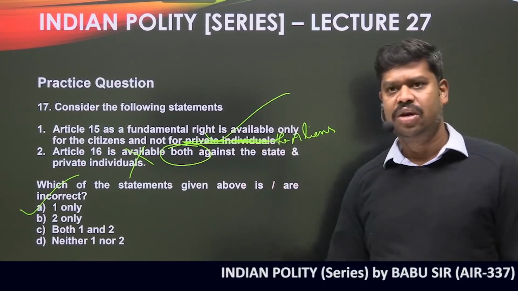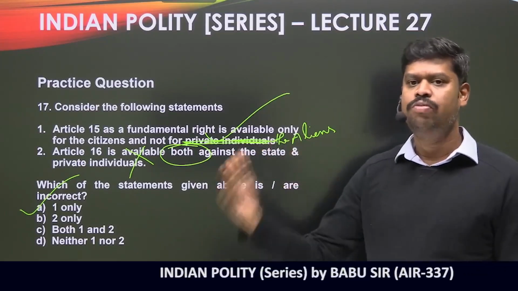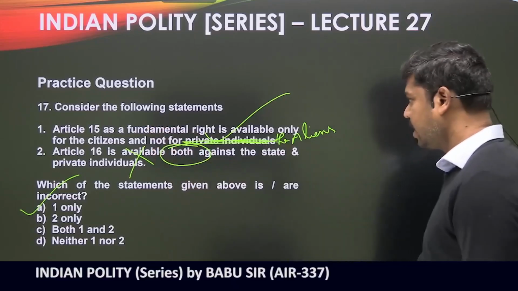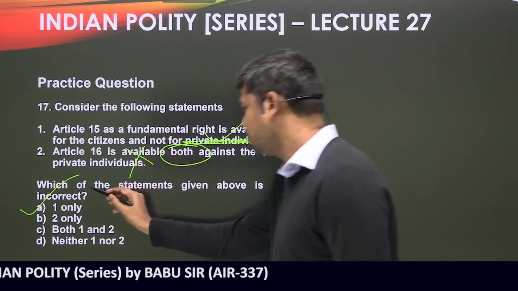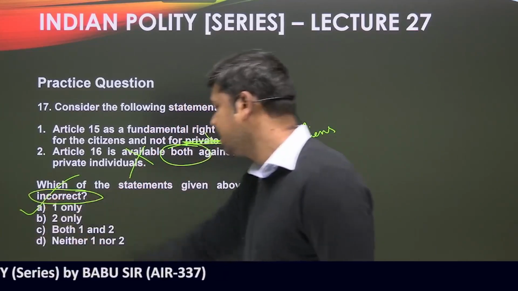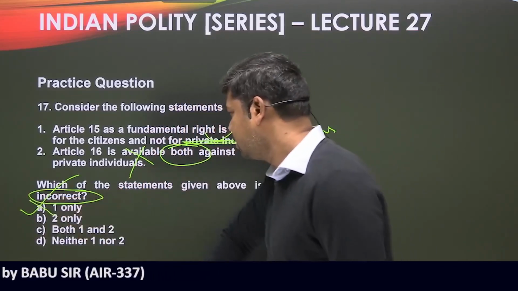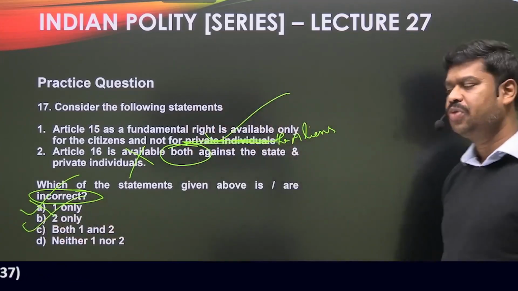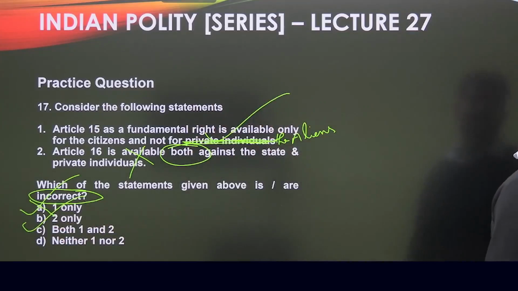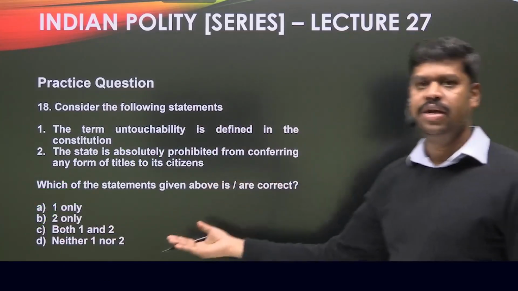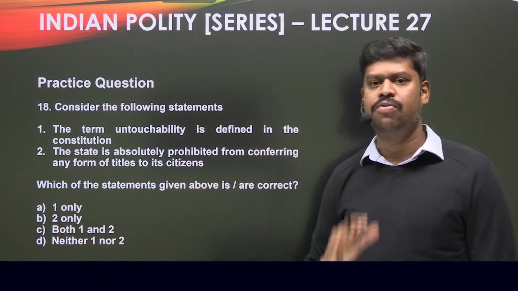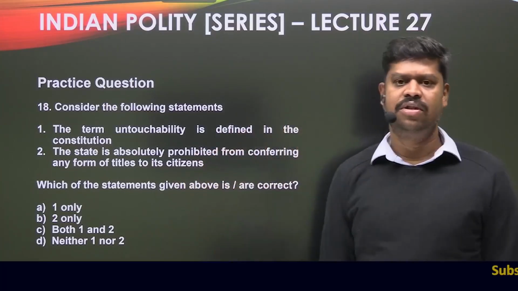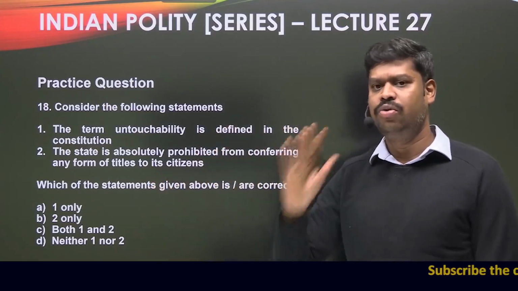That means it is not available to all persons, and Article 15 is available only to the citizens. To that extent, statement 1 is right and statement 2 is incorrect. But the question is asking which of the following is incorrect. In that case, 1 would be wrong and option B, 2 only, would be the right answer. This is how students usually make a mistake. Even I made a mistake. So it is very important that we read each and every statement given in the question. Till the last word, you will have to read the questions.